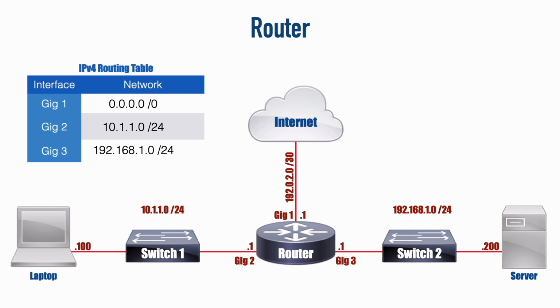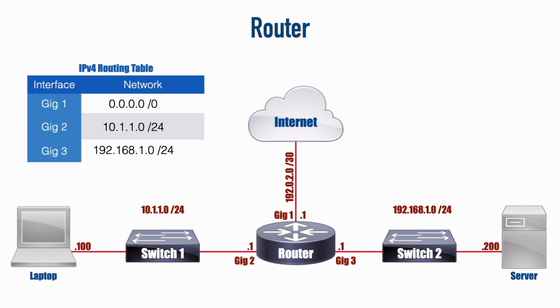The laptop wants to send traffic to the server, and the server's IP address is 192.168.1.200. That's the destination IP address in this packet. When the laptop sends the packet to its default gateway, which is the router, the router is going to check its IP routing table, and it's going to say, oh yeah, I've got a connection to the 192.168.1.0/24 network, and the return traffic comes back from the server, back to 10.1.1.100, and the router forwards that out of gig 2. The router knows where both of those networks live, the one where the laptop resides and the one where the server resides.